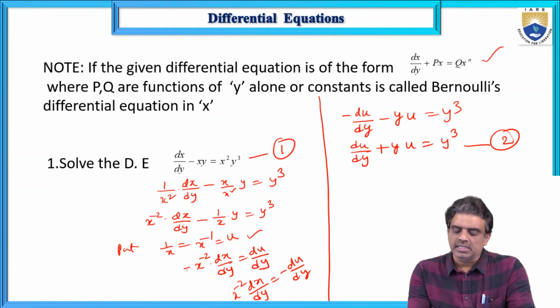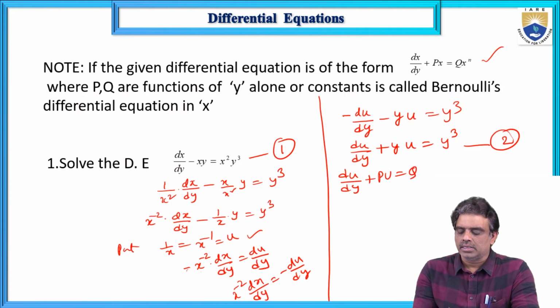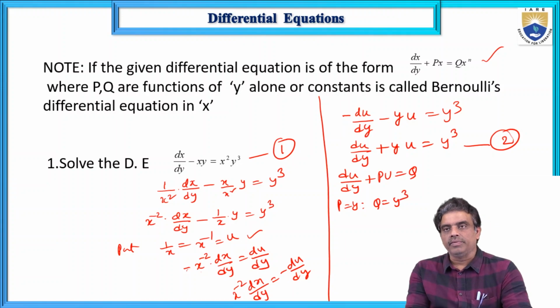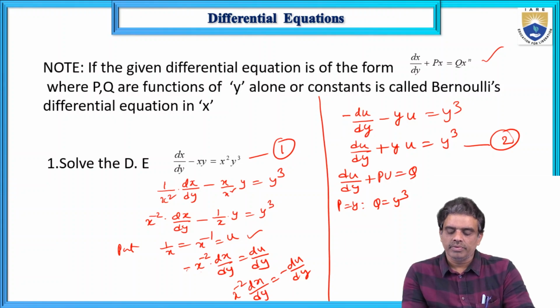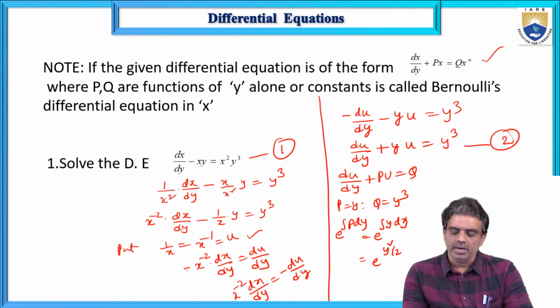What is p here? This is in the form du by dy plus pu is equal to q, where p is equal to y and q is equal to y cube. Here the given equation is in terms of u and y. Then calculate e power integral p dy, that is e power integral y dy, that is e power y square by 2. So this is the integrating factor.